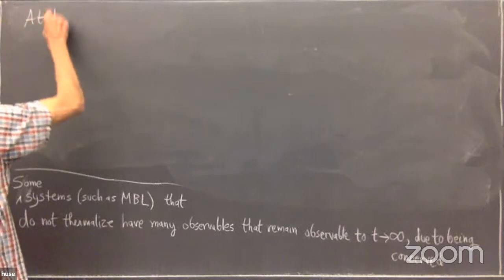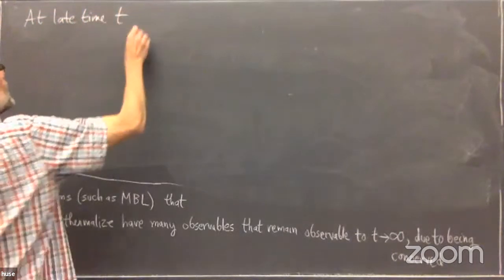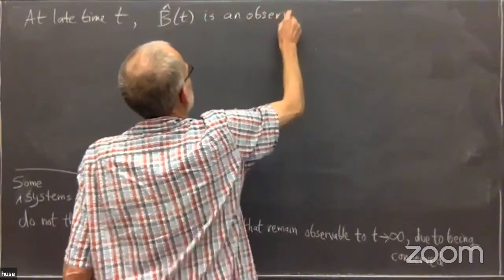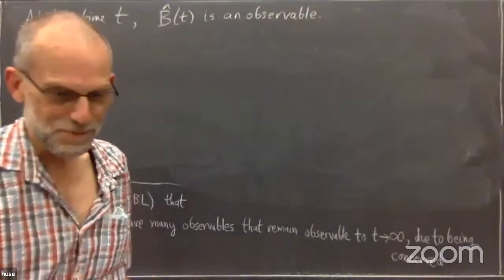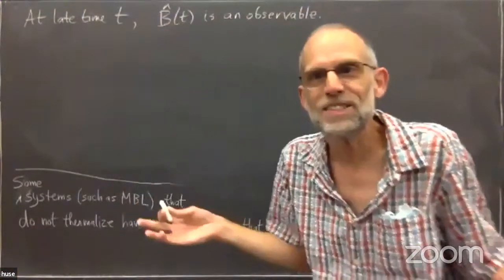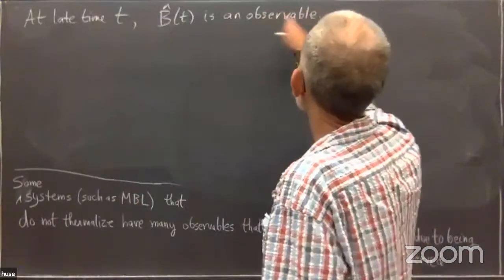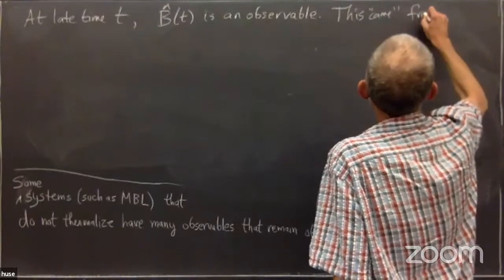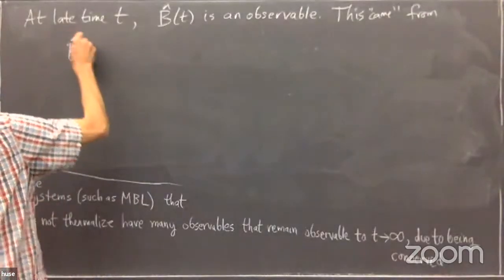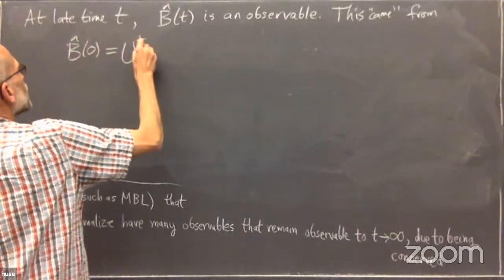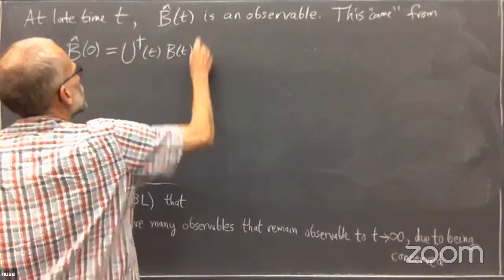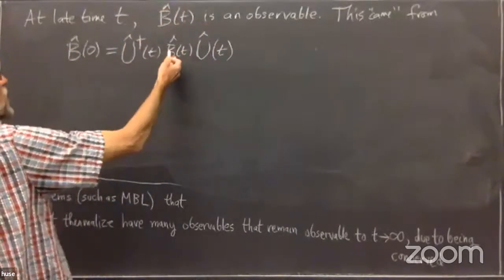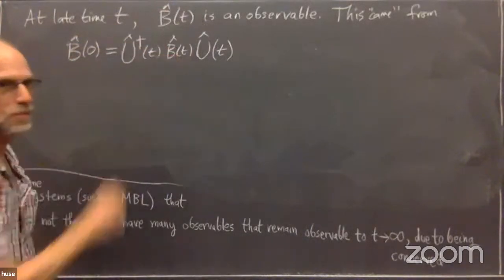Okay. So at some late time t, we can have B of t is an observable. Right? And as you said, at any time, of course, there's the same number of observables at all times because it's the same system, right? So B of t is an observable. And this came from B of zero, which is U dagger of t, B of t, U of t. Right? So this is taking this operator and asking what operator at time zero evolved to become this guy.